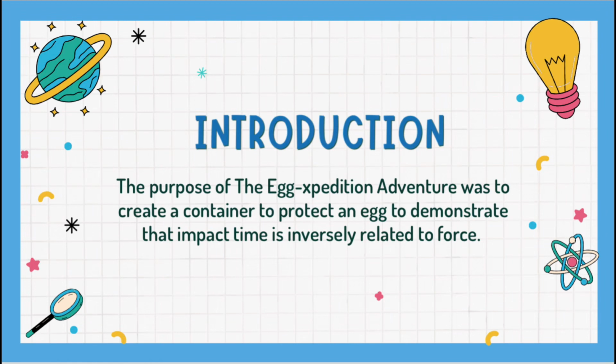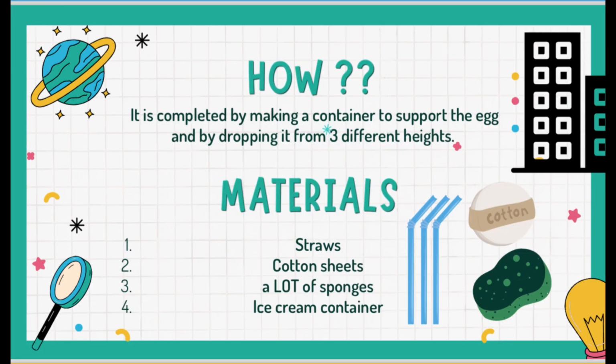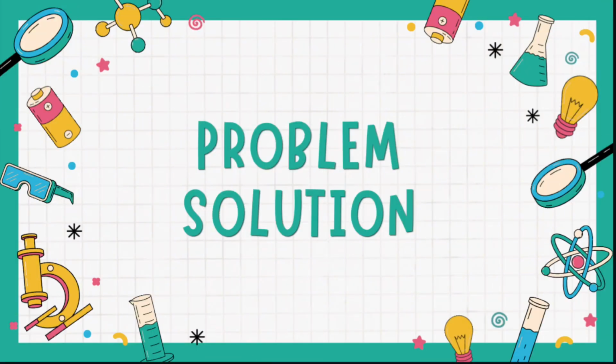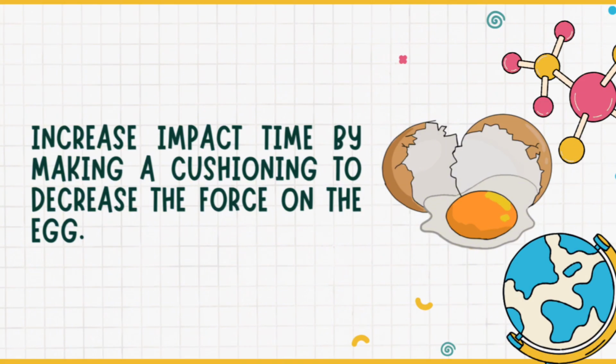For the introduction, the purpose of the egg expedition adventure was to create a container to protect an egg, to demonstrate that impact time is inversely related to force. So how? It is completed by making a container to support the egg by dropping it from 3 different heights. Our group used straw, cotton sheet, a lot of sponge and an ice cream container. This is the solution to prevent the egg from cracking: increase impact time by making a cushioning to decrease the force on the egg.